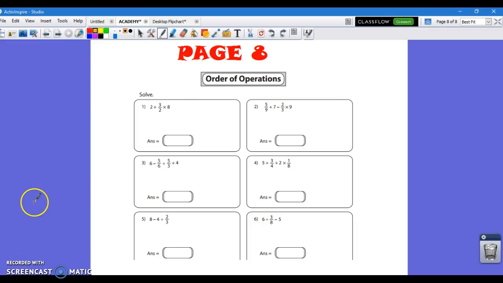Okay, if you're still with me, we have made it to the last page of the packet. Remember, the other 4 pages are nothing but scrap paper for you to use. And your last page of work looks like this.